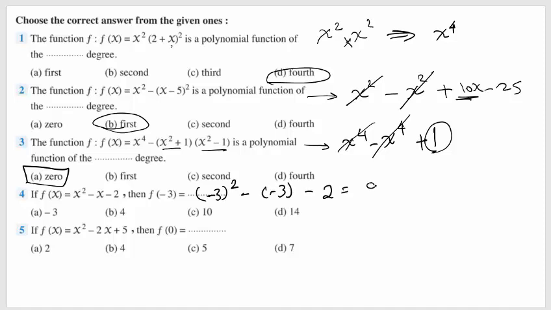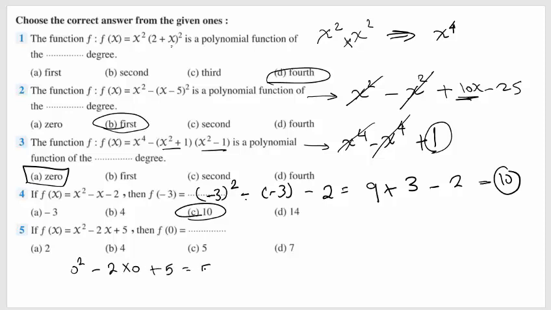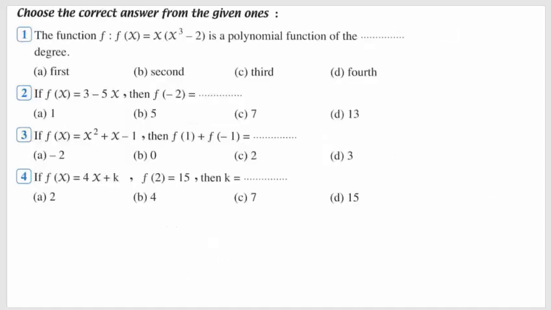And calculate. It's 9 plus 3 because negative multiplied by negative will be positive, minus 2. So it will be 12 minus 2. The answer is 10. The last one is finding f of 0. F of 0 means replace each x and put instead of it the number 0. So it will be 0 to the power 2 minus 2 multiplied by 0 plus 5, which is equal to 5. Let's see more examples.